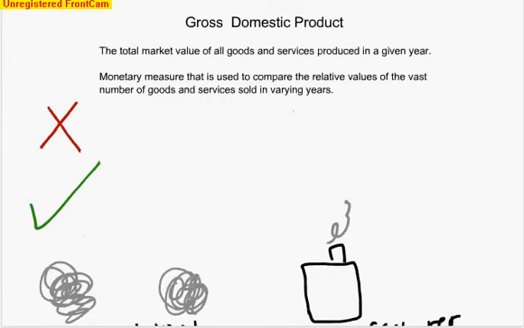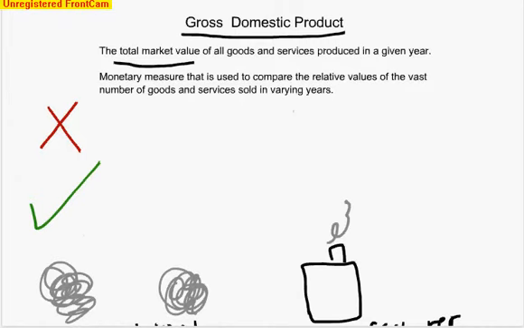Alrighty, so today we're going to be talking about GDP, or Gross Domestic Product, and that is the total market value of all goods and services produced in a given year. And it is a monetary measure that is used to compare the relative values of a vast number of goods and services sold in varying years.